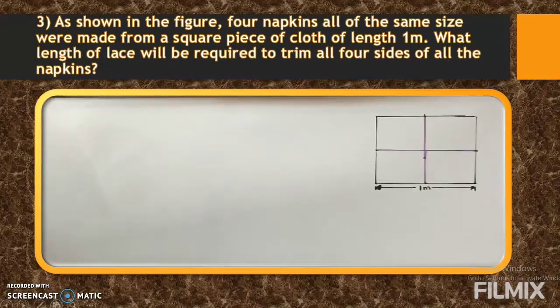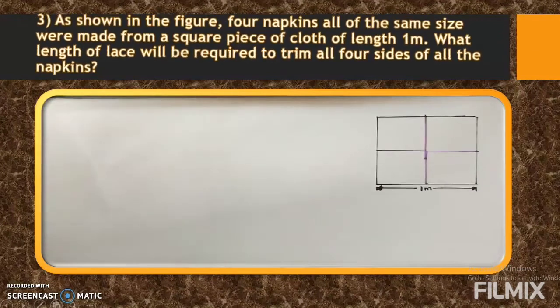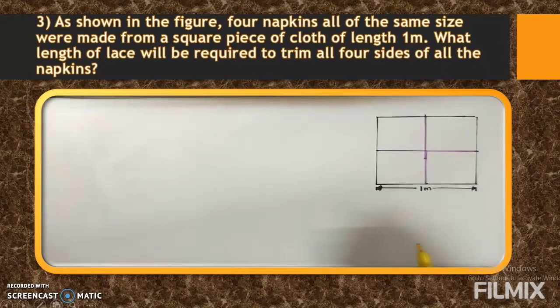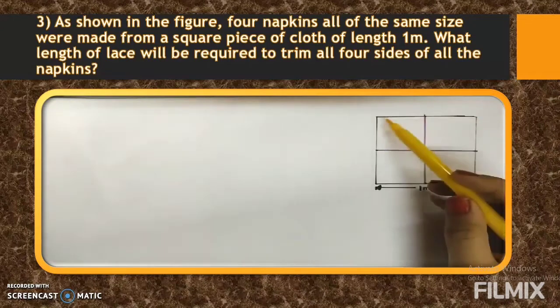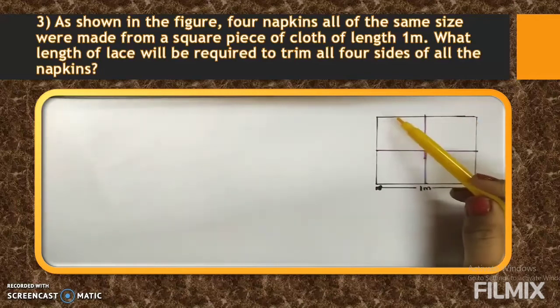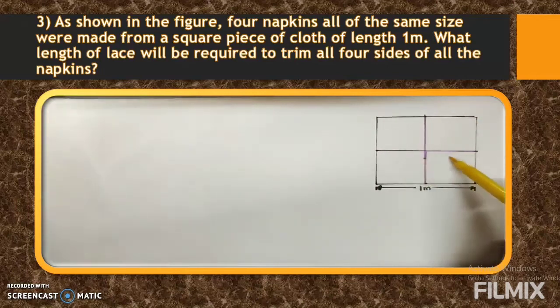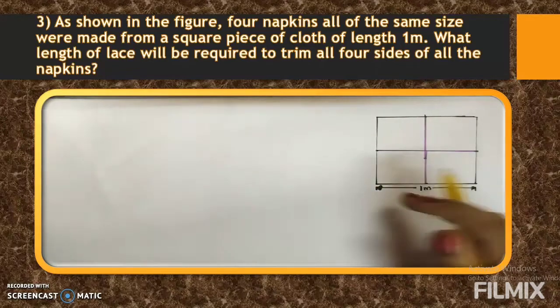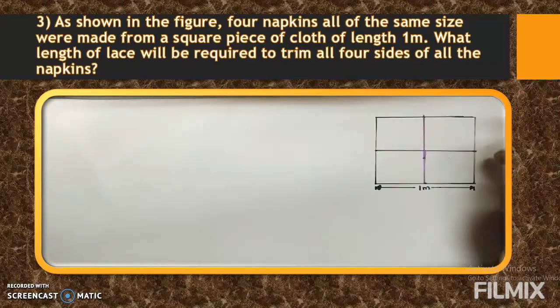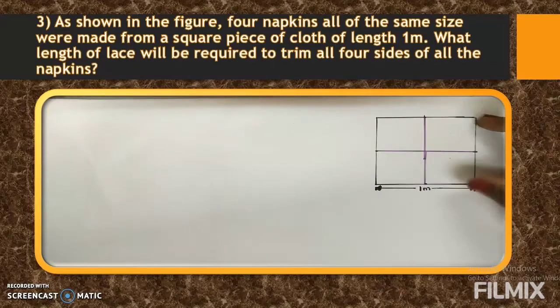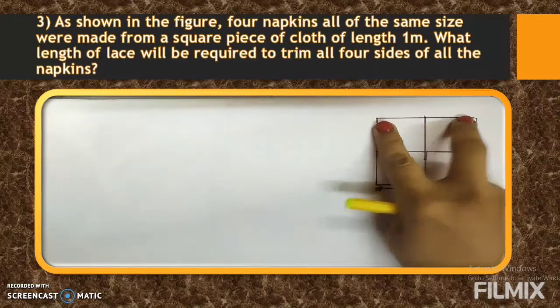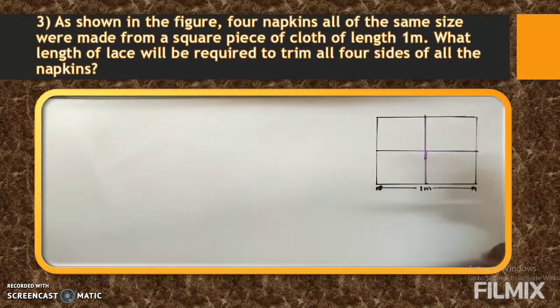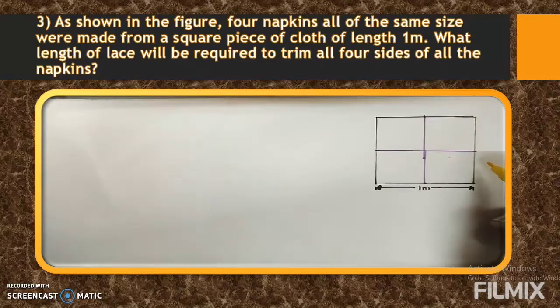Now the next question is: as shown in the figure, 4 napkins, all of the same size, were made from a square piece of cloth. Now we have this one square piece of cloth, and from this we have to make 4 equal-sized napkins of length 1 meter. So the size of the cloth is 1 meter. As it is a square, all 4 sides will be 1 meter, this side also, and this fourth side also.